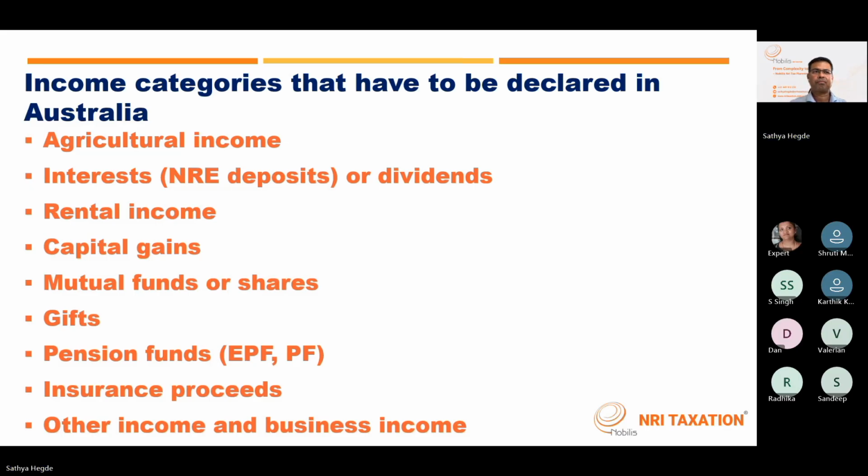Rental income. There are a lot of questions on the rental income side. Let me give one example here. Often rent is received by parents or relatives, and the rental income not coming to your bank account doesn't mean that the rental income is not taxable in Australia. Whatever happens in India, irrespective of that, if you're an owner of the property and the property has earned income, that needs to be disclosed in the Australian tax return, right?